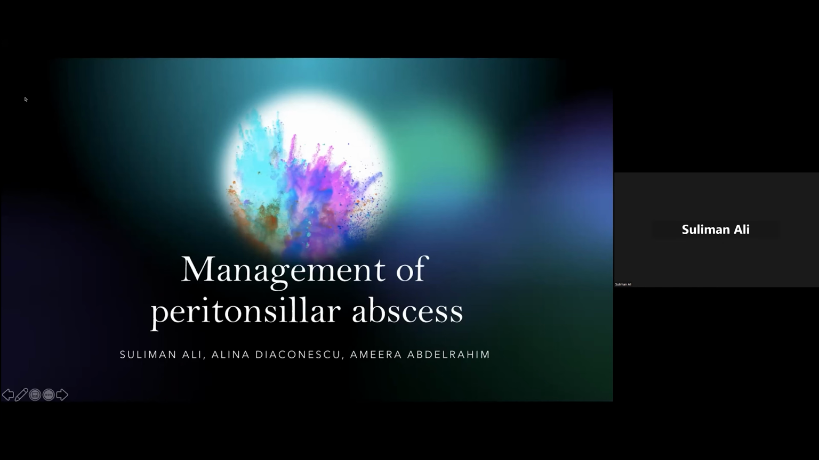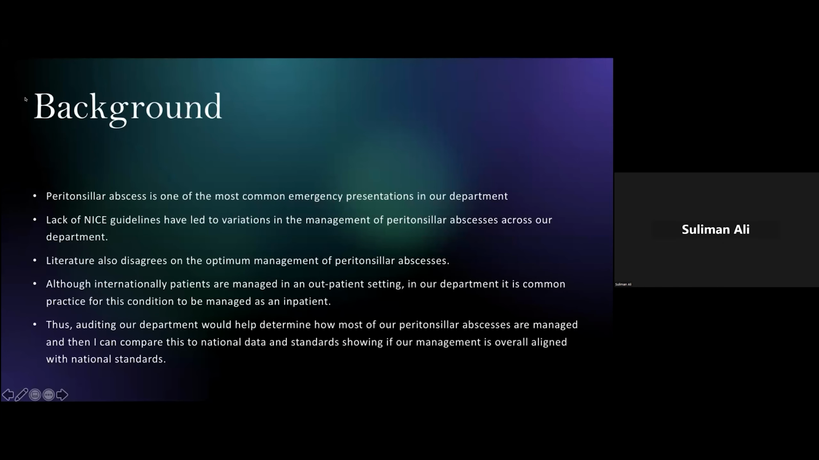Okay, so why did I choose this topic? Just to give you a brief background, and I'm sure many of you already know this because you're more experienced than me, but peritonsillar abscess, or quinzy, is a complication of acute tonsillitis where there's a collection of pus between the fibrous capsule of the tonsil and the superior constrictor muscle of the pharynx. It is one of the most common emergency presentations to ENT acute services worldwide. Within the UK, there is an incidence of about 8,000 cases a year.